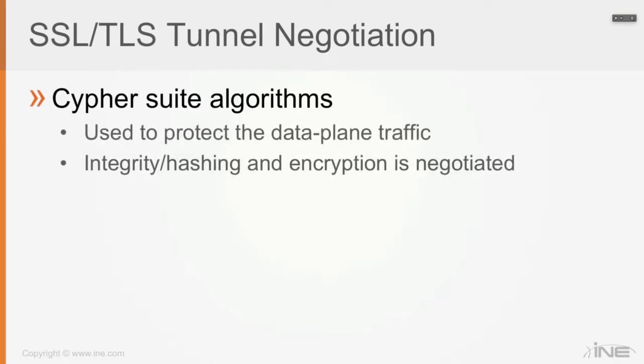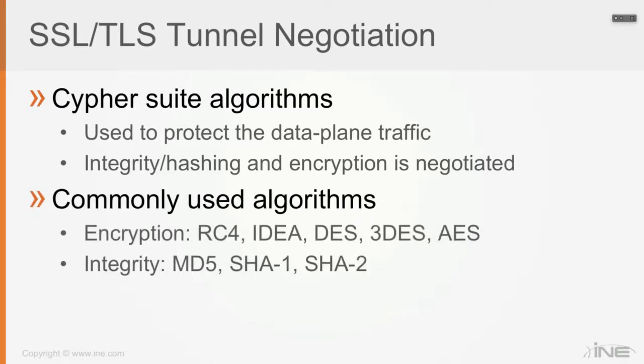Now the cipher suite is going to be used to protect the data plane traffic. So we're going to negotiate integrity, hashing and encryption, which, just like in the case of IPsec VPNs, for integrity we have MD5, SHA-1 or SHA-2. For encryption, we have RC4, for example, that's an option. IDEA is an option which is still used as an encryption algorithm. And of course DES, triple DES, or AES. And of course, left to right is stronger. So RC4 would be the least secure protocol. IDEA is more secure, and so on, with AES being clearly the strongest encryption algorithm. And likewise for hashing, SHA-2 being the strongest integrity algorithm.